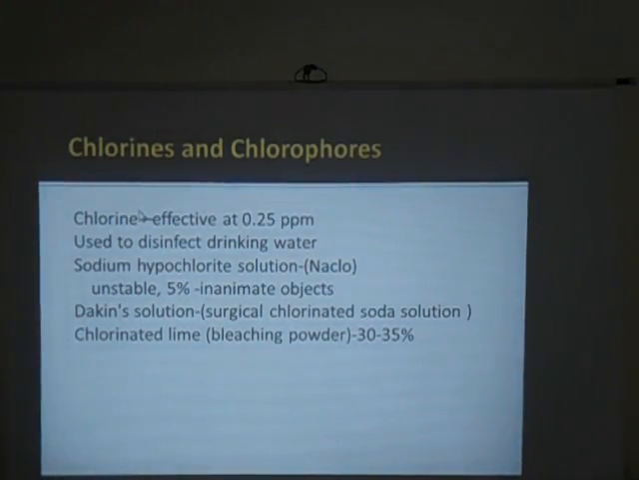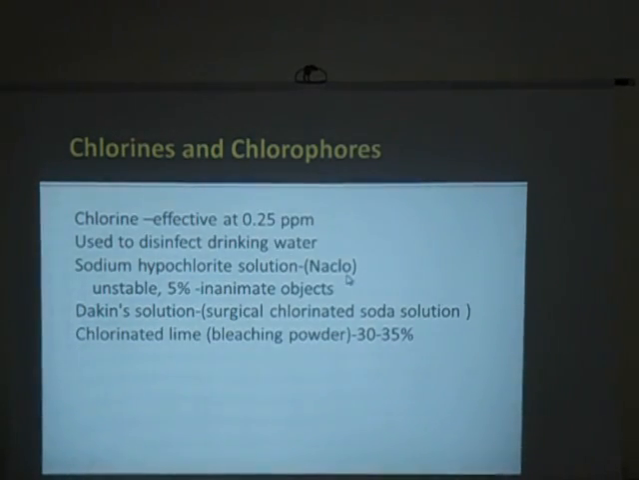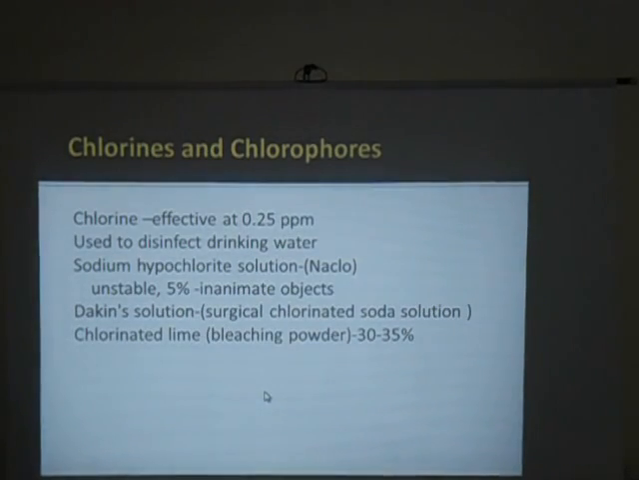So here is the one, chlorine. We can use it for disinfecting drinking water, as sodium hypochlorite solution. Again, nascent oxygen is there, which will kill the bacterial cell membrane. Then we have the soaking solution for surgical instruments, chlorinated soda solution. Then chlorinated lime, bleaching powder. Where is this bleaching powder used? Bleaching powder is used for water disinfection.